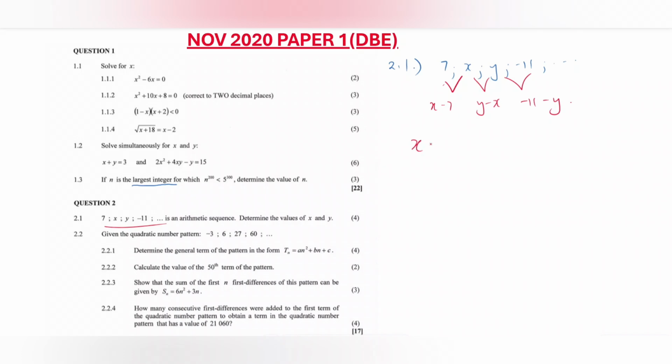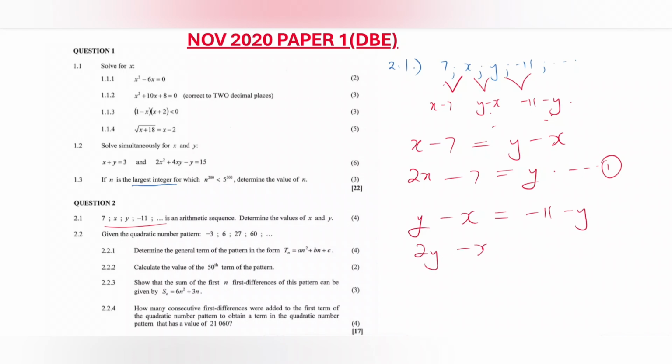So we want to form a pair of simultaneous equations. The first one is x minus 7 is equal to y minus x, because we know that in an arithmetic sequence you have a constant difference. Then we collect the like terms: x plus x, we get 2x minus 7 is equal to y. This is our equation 1. Then equation 2: y minus x is equal to minus 11 minus y. This is going to give us 2y minus x is equal to minus 11.